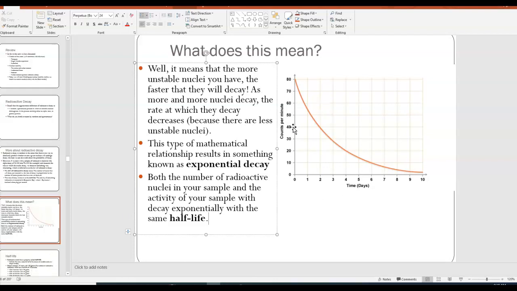In other words, this is a graph of how many counts we have per minute. So this is basically showing a rate of decay graph. If we had a graph showing the number of nuclei remaining as a function of time, it would also look like exponential decay. But let's talk more about this half-life thing.